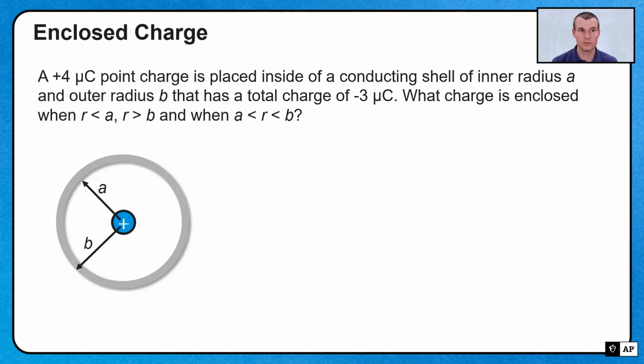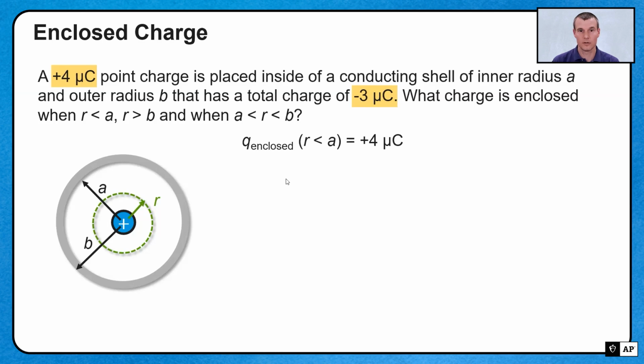When we look at an enclosed charge, which is the one we have here, let's solve this particular problem. Now this looks a little bit more straightforward. This is a conducting shell, so we have that spherical symmetry. I have a 4 and a negative 3. I want to know the charge that's enclosed at these different radii of r. Well, here, the only charge that's enclosed is the 4. So Q enclosed would just be 4 microcoulombs.